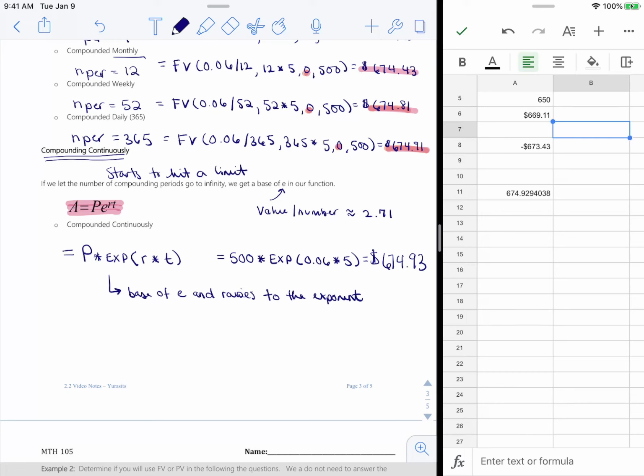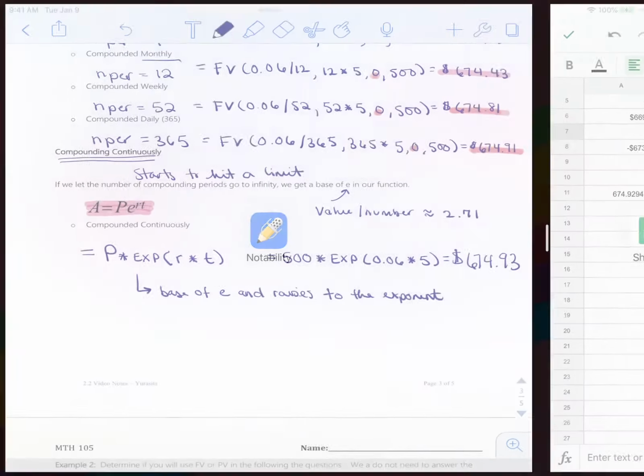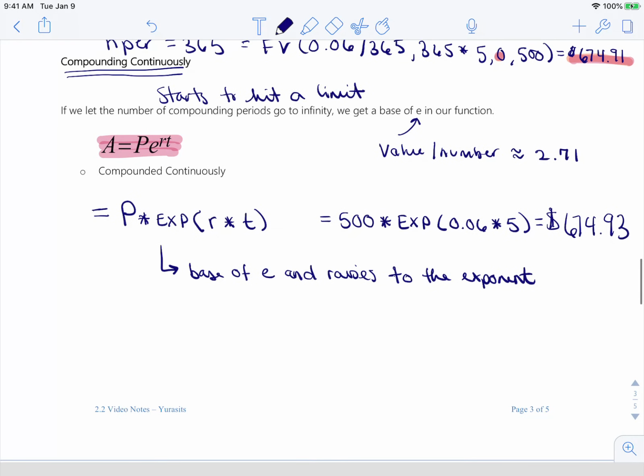Okay. So the key thing is, when you're looking to invest, compare how many times it's going to be compounded, and the interest rate is really, really important. Okay, the next video is going to cover some examples.